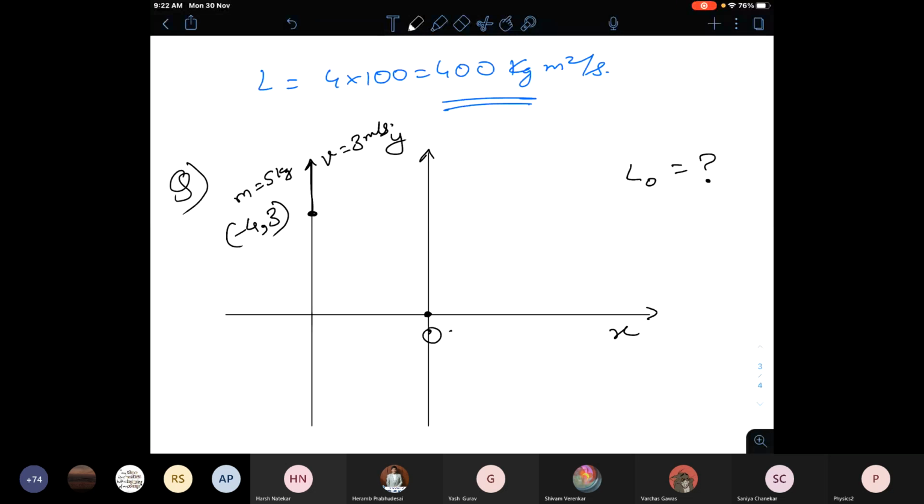I just need the magnitude. There is no need for calculating the direction. You just need to calculate the magnitude. So what should be the answer? Anybody? Very easy question.